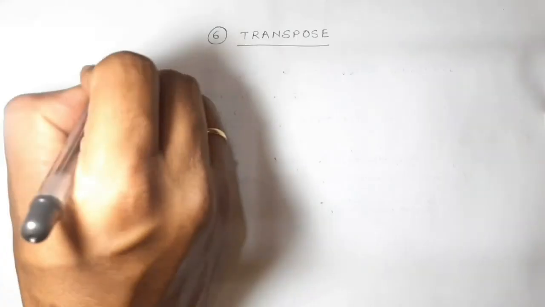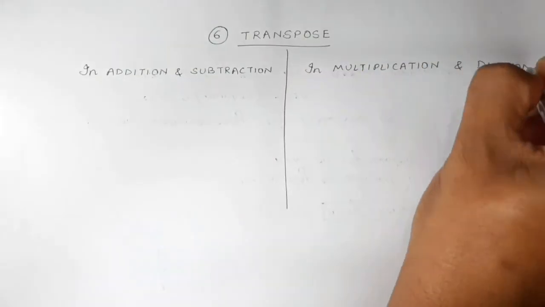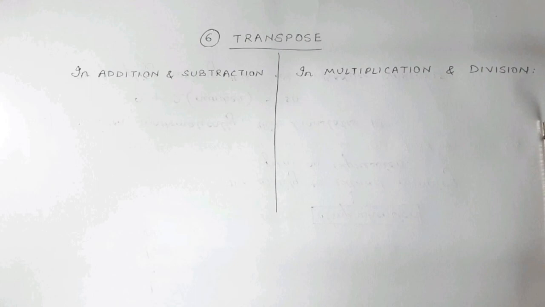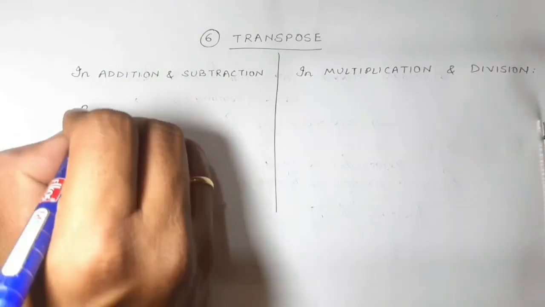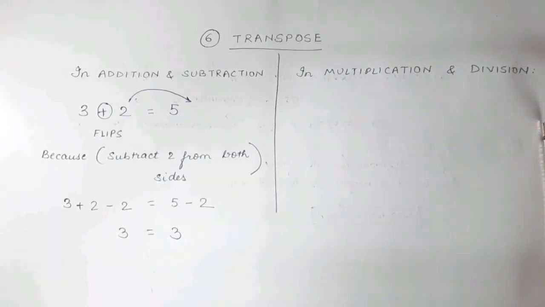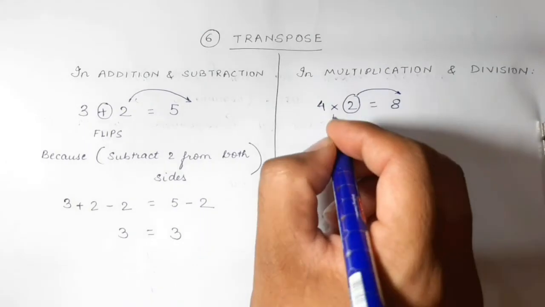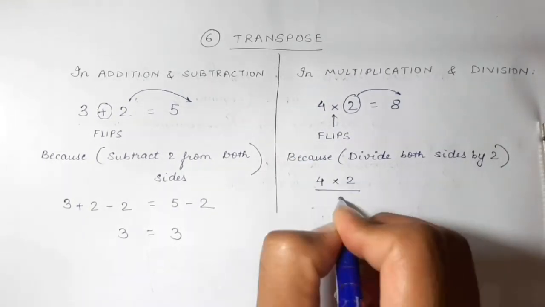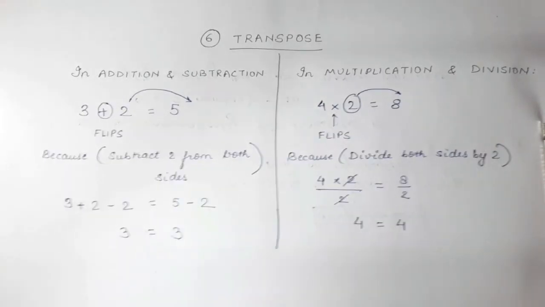Then a simple mistake that many kids make is in transposing. Transposing is in 2 parts: addition and subtraction, and multiplication and division. If you have an operation such as 3 plus 2 is 5 and you want to take 2 to the other side of the equal to sign, then the plus sign will flip to minus. If it was minus, it would have become plus. Whereas if it is 4 into 2 equal to 8, then the into sign flips to division sign, or the division sign flips into multiplication sign. This is where a lot of mistakes are found.